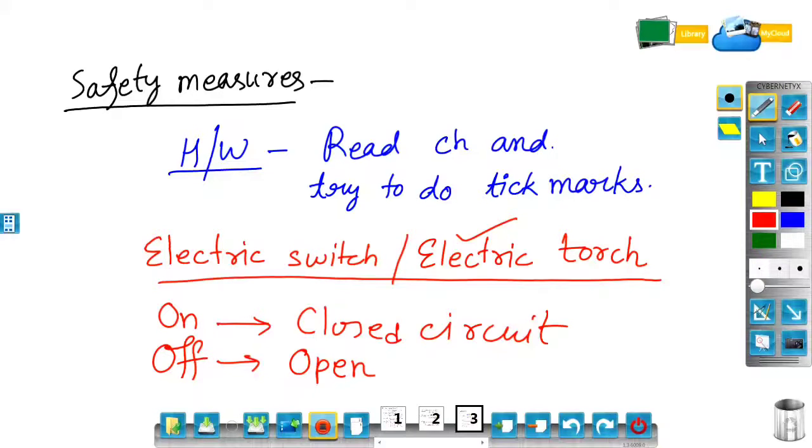Students, in this chapter, you should read the chapter carefully, and obviously some objectives are given here, like multiple choice questions and tick marks. I hope you will understand. You will read the chapter and practice choosing the correct option, that is MCQ, and also true or false. We will discuss the question answers and the remaining part in the next video.